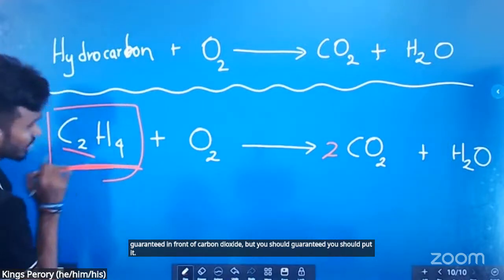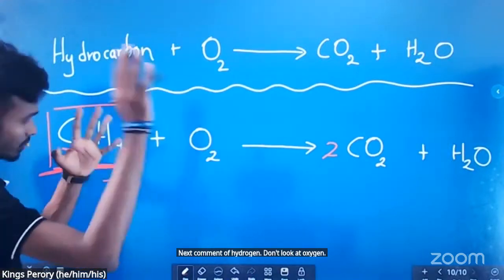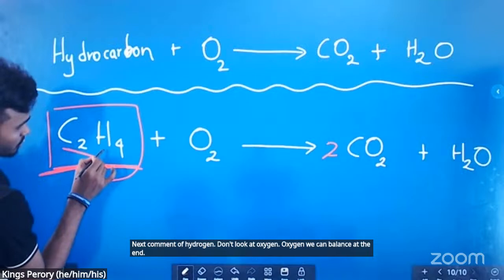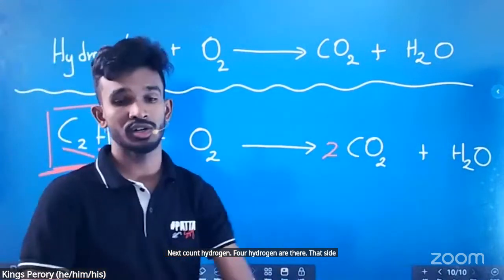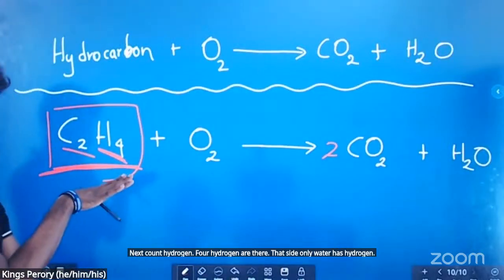Next comes hydrogen. Don't look at oxygen; oxygen we can balance at the end. Next comes hydrogen. There are 4 hydrogen on this side. Only water has hydrogen on that side, and on this side it is 4.